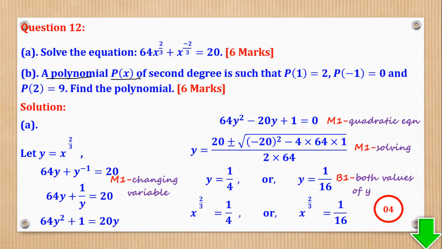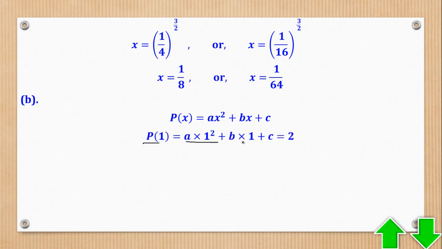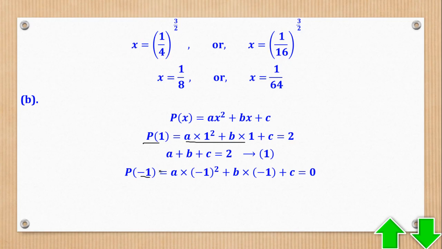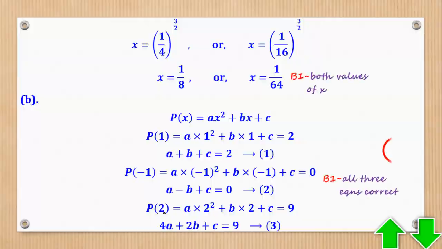says a polynomial p(x) of second degree is such that p(1) is equal to 2, p(-1) is equal to 0, and p(2) is equal to 9. Find the polynomial. The good thing they have told us of degree 2, meaning it's a quadratic. So I can let it be in that form. Then p(1), I substitute where there is x, I put there 1 to get equation 1. P(-1), where there is x, I put negative 1 to get equation 2. And p(2), where there is x, I put there 2 to get equation 3. So those are 3 equations, 3 unknowns, meaning they can be solved simultaneously.